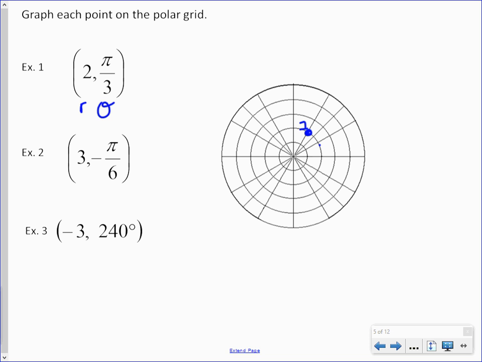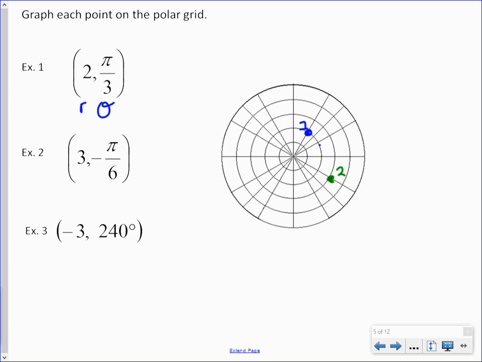For example 2, I want to go out to the next circle with radius 3. So count out from the pole. So you're on the circle with radius 3. And then I'm somewhere on that circle. And to narrow down my location, I've got the angle negative pi over 6. So I'd go to the polar axis, and then a negative angle would go clockwise, pi over 6. So my point should be in quadrant 4. Note that when the angle is negative, that just changes the direction that the angle opens, clockwise instead of counterclockwise.